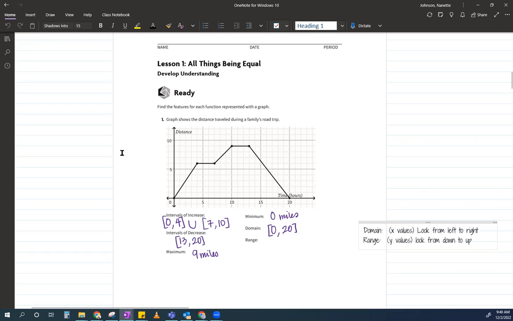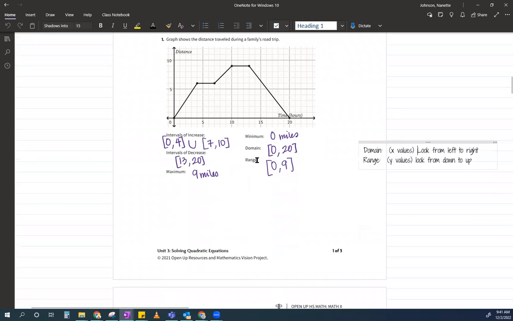Okay, so this is how you do this. These are vocabulary words. And so some people struggle with remembering what means what. Just think about what the word actually means in English. And then it makes sense that you're going to be applying that to this graph.